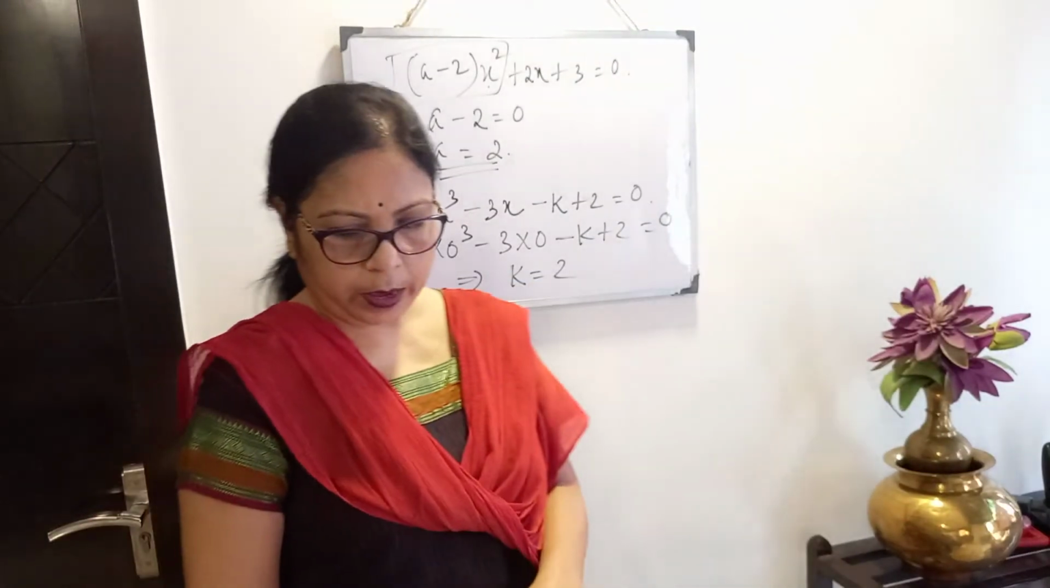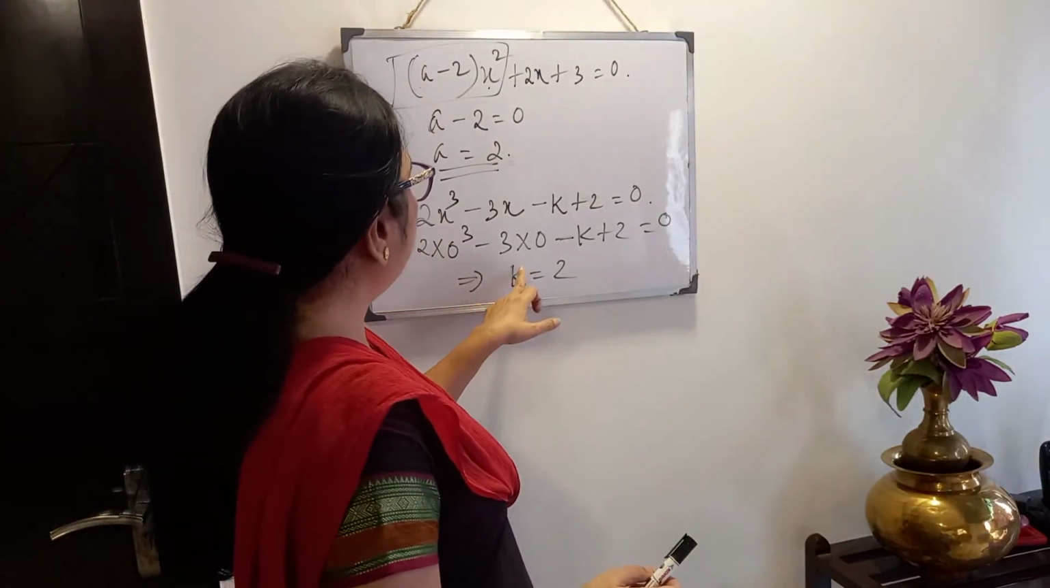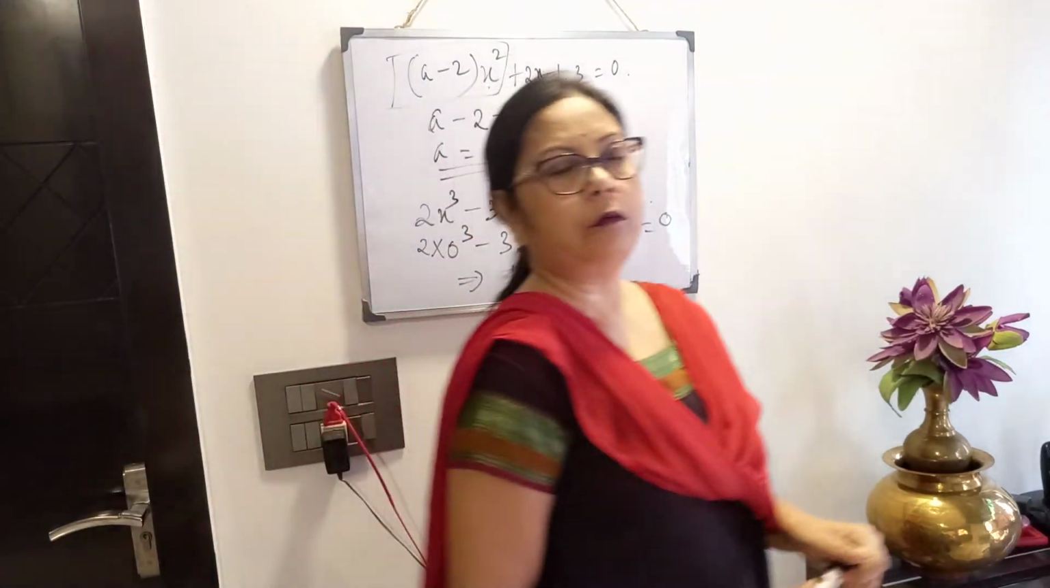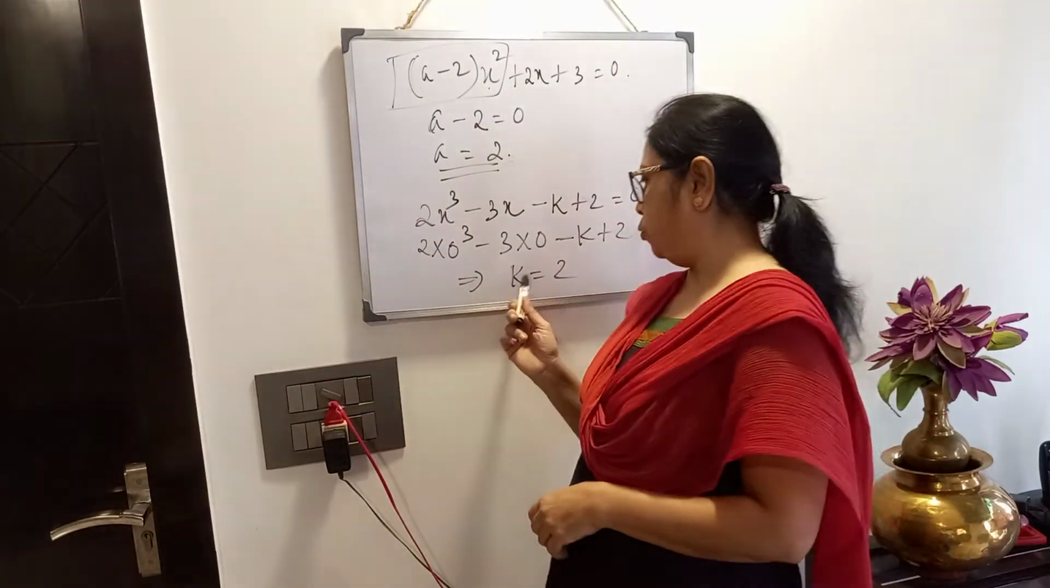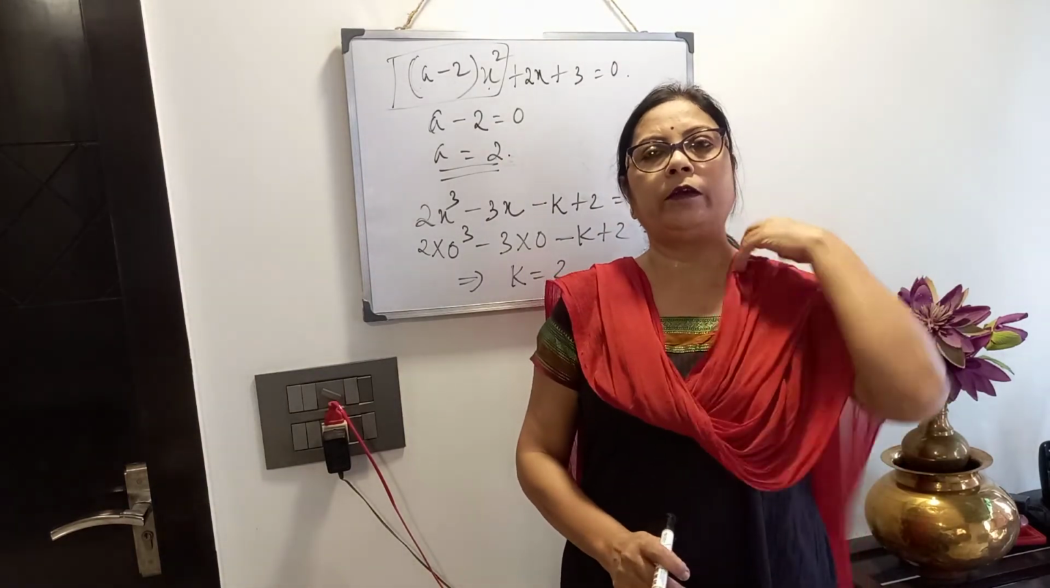So for k equals 2, for this equation we are getting the unknown value of k as 2 when one root is 0. Clear? Now what is a root?